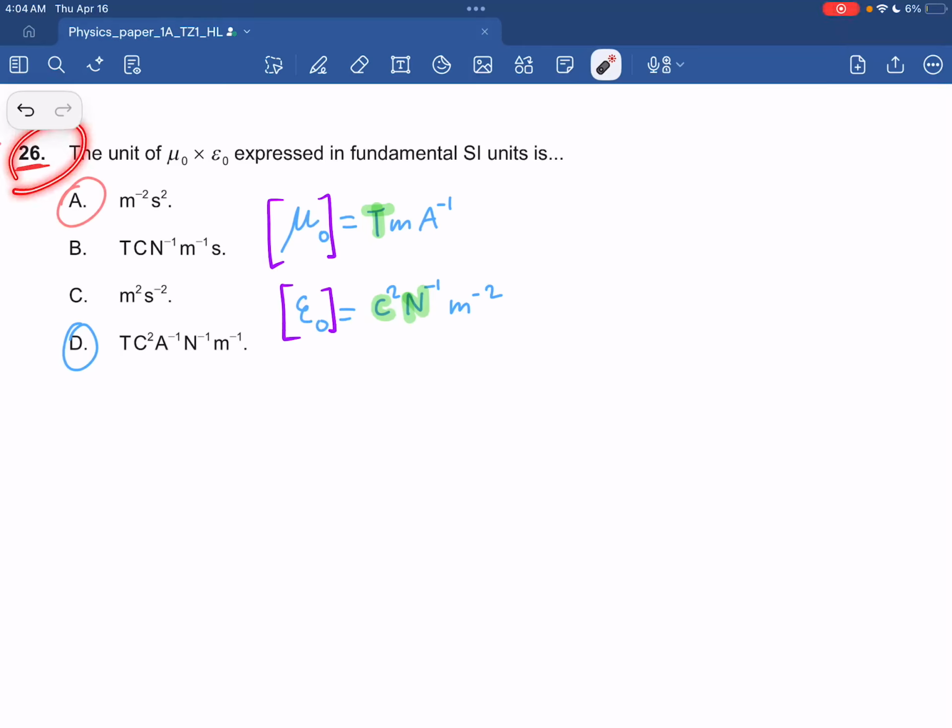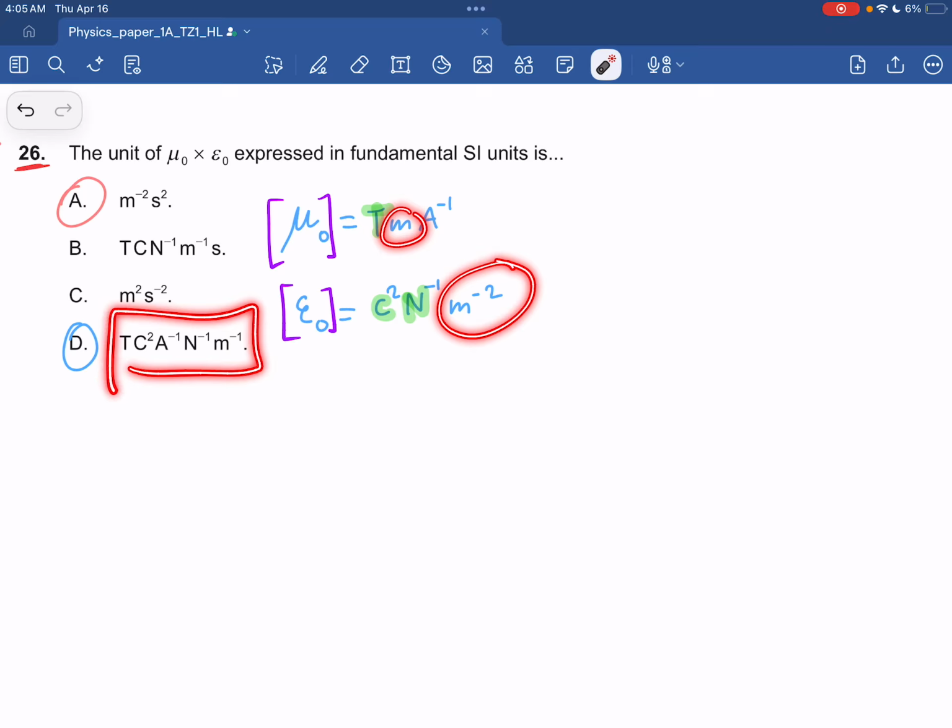Question 26 is actually a very interesting question. I can see that you have attempted to locate the units of mu naught and epsilon naught from the data booklet, from the table of constants. Good job. But then when you multiply them together, you even simplify the meter already. You got this one. It's actually correct, but that's not the answer to this question.